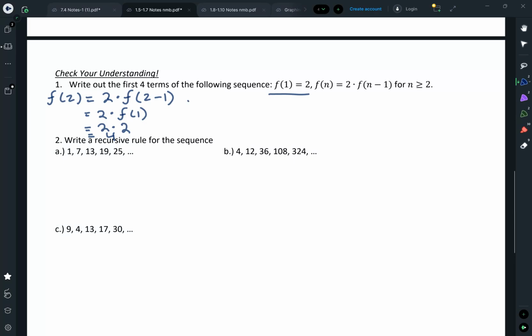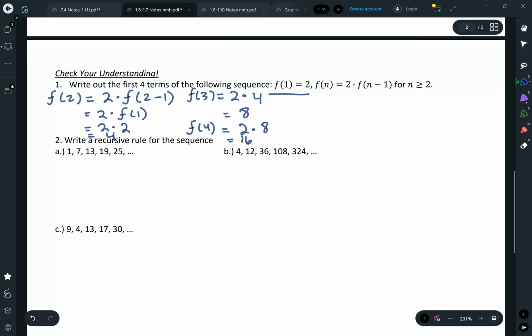So if I want to find f of 3 now, I'm going to take 2 and multiply by the n minus 1 term, the term before. The term before, my second term, was 4, and so that's going to be 8. And then if I want to find f of 4, I would take 2 and multiply by the previous term, which is 8, and that gives me 16. So to list out my terms: 2, the next term is 4, then 8, and then 16. Those are the first 4 terms of the sequence.